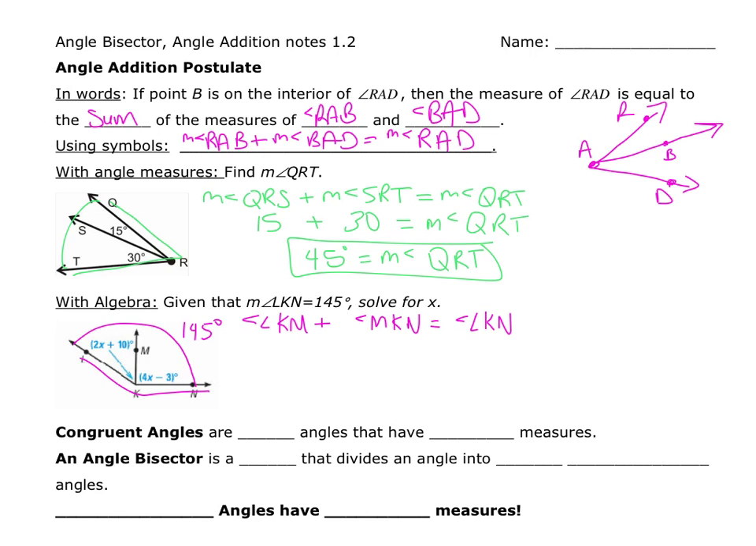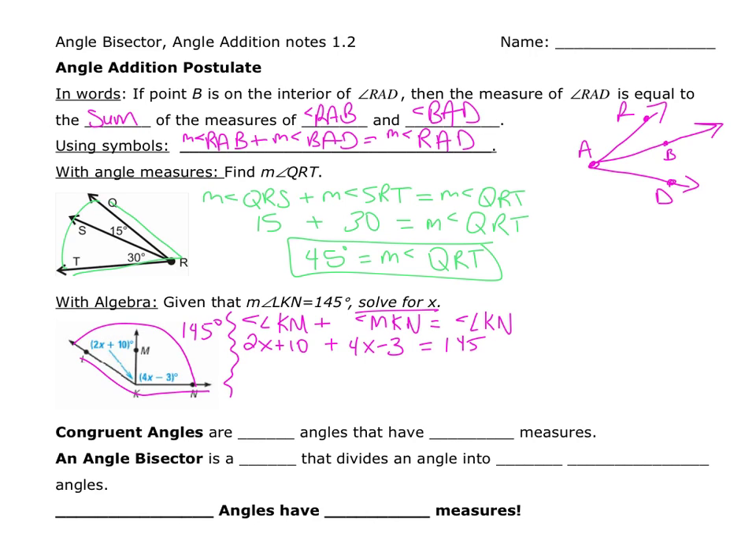So LKM is our 2x plus 10. The angle MKN is 4x minus 3. And they told us that the measure of angle LKN is 145 degrees. Now it just comes down to solving for x. And in this one, we just need to solve for x. We won't have to substitute it back in.